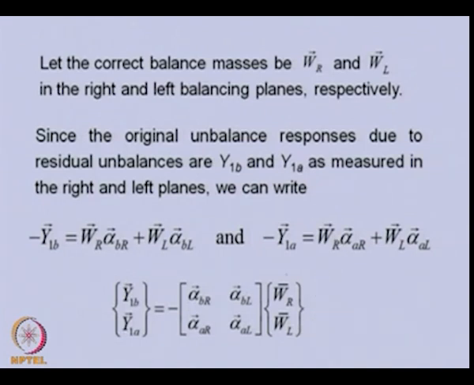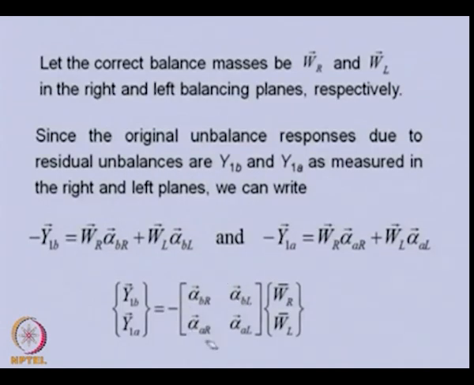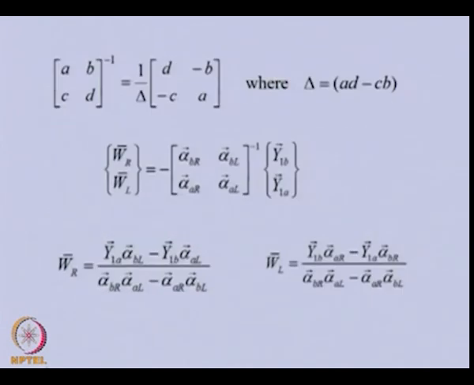We can rearrange them, and now we can invert this matrix. For a 2 by 2 matrix like this, this is the inversion in closed form, where lambda is nothing but the determinant of that matrix. With that, if we invert the previous matrix, we can get WR and WL like this. If we take the inverse using this formula, WR and WL will be given by these two quantities. You can see these are vector quantities.